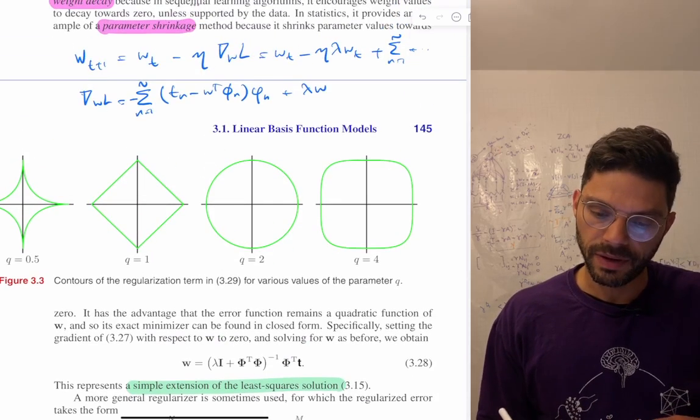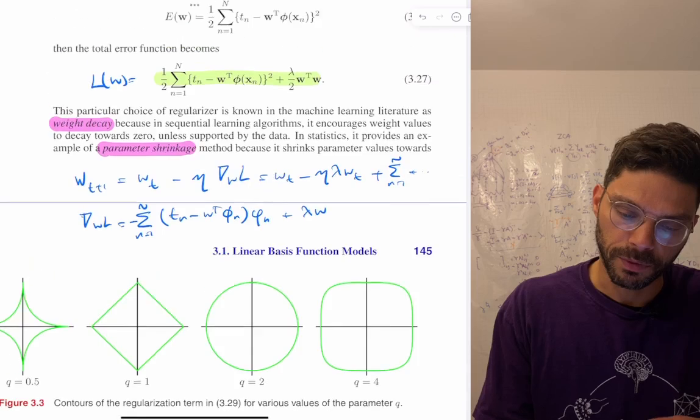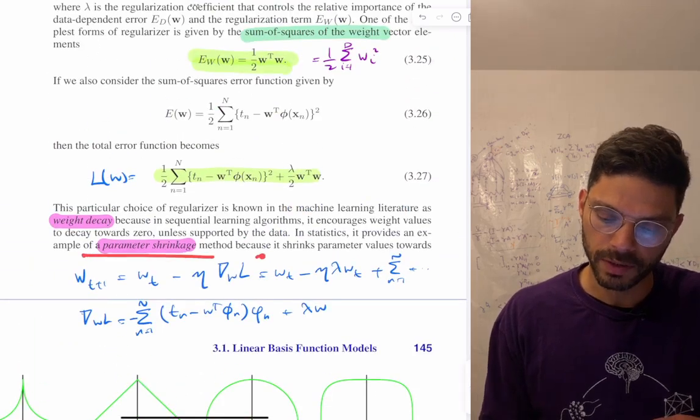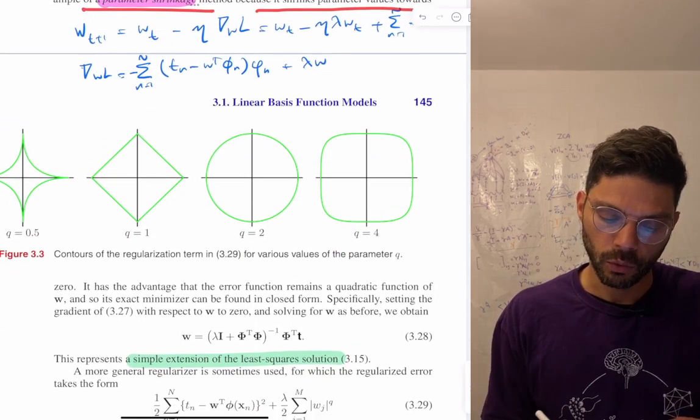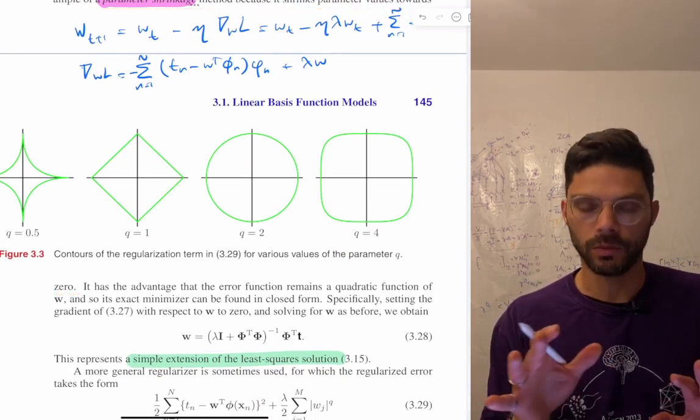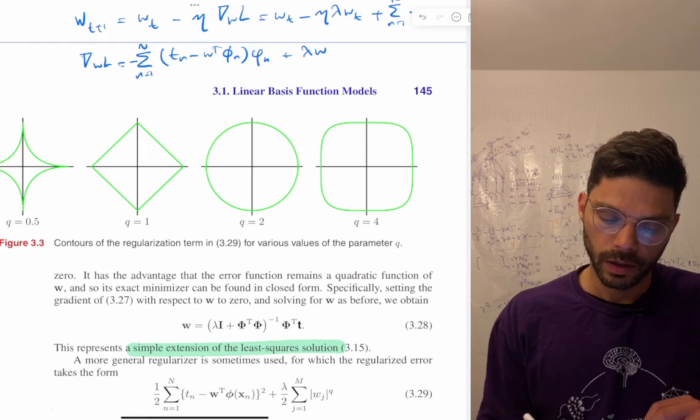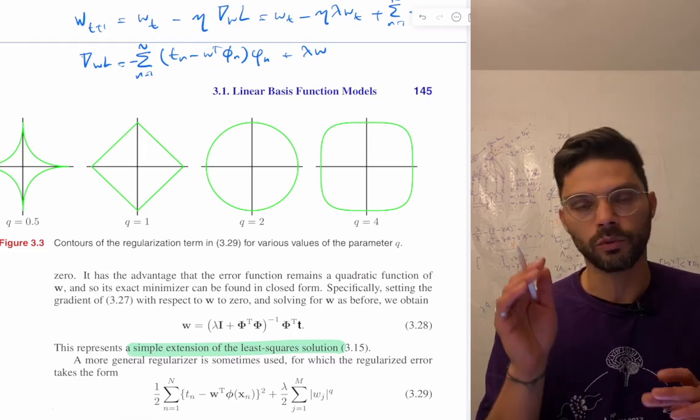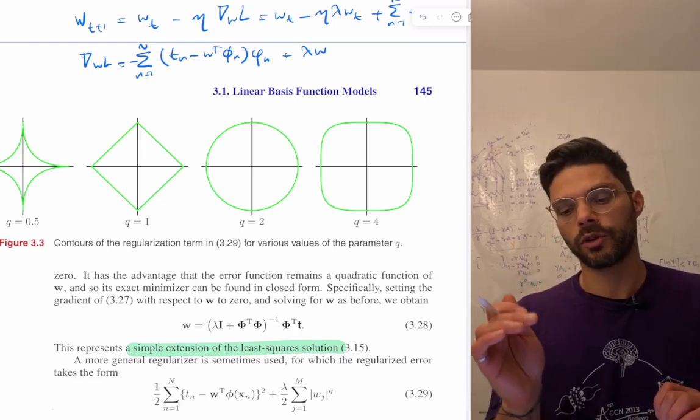Now it says it has the advantage, right? So it provides an example of a parameter shrinkage method because it shrinks parameter values towards zero. Okay, we'll see how that works in a second. And the important thing is it shrinks them towards zero, but it will almost never shrink them to exactly zero.